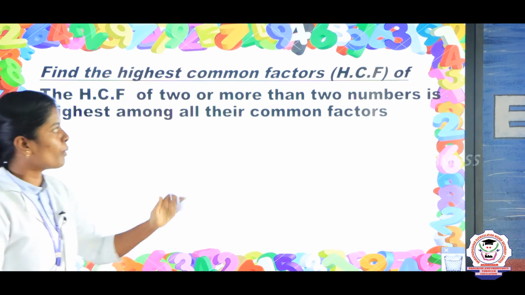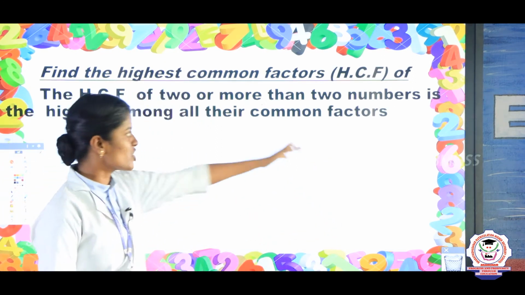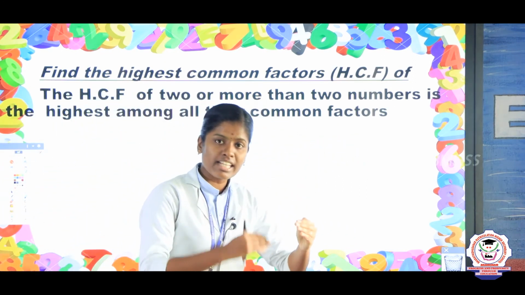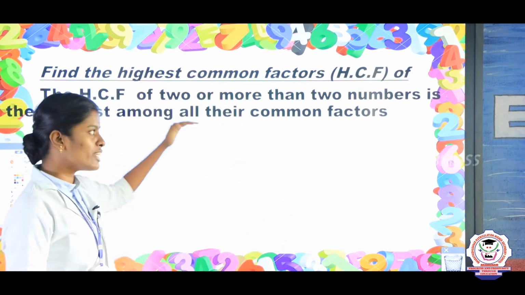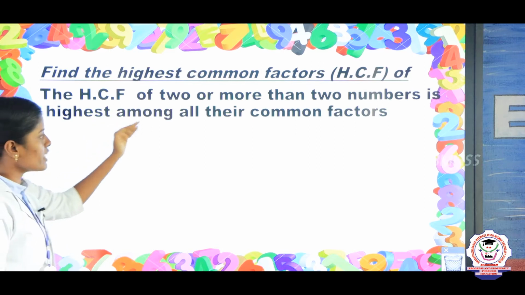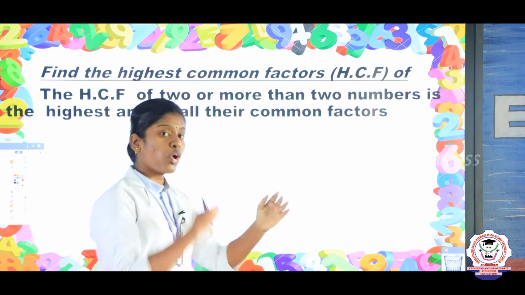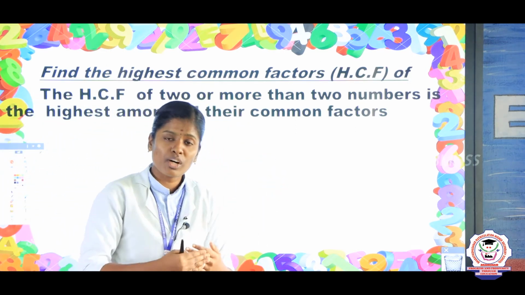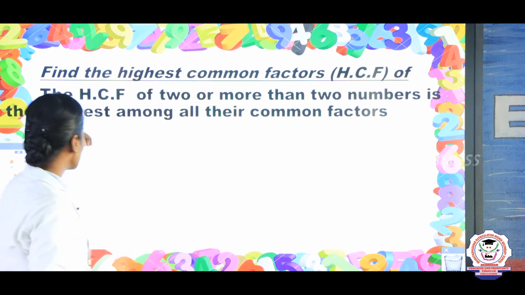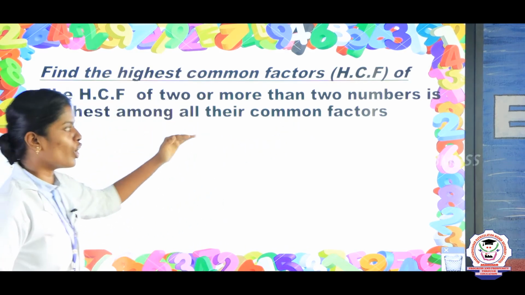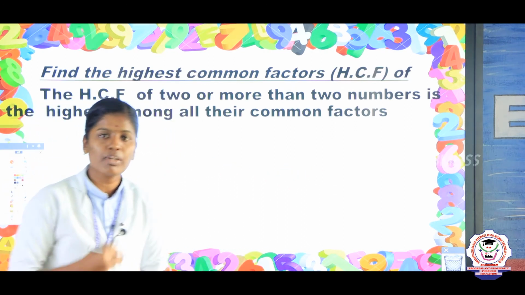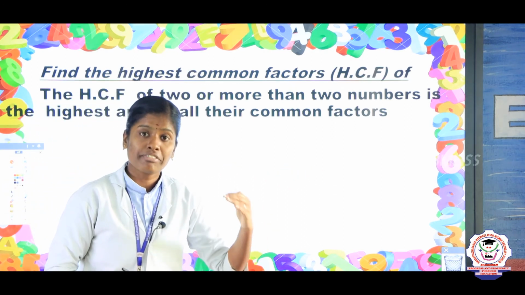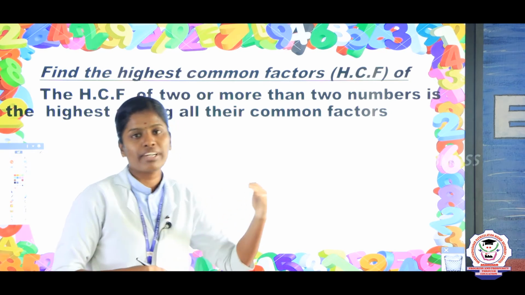Okay, listen here. Find the highest common factors of numbers. HCF means highest common factors. The definition is: the HCF of two or more numbers is the highest among all their common factors. So listen children, I will explain.